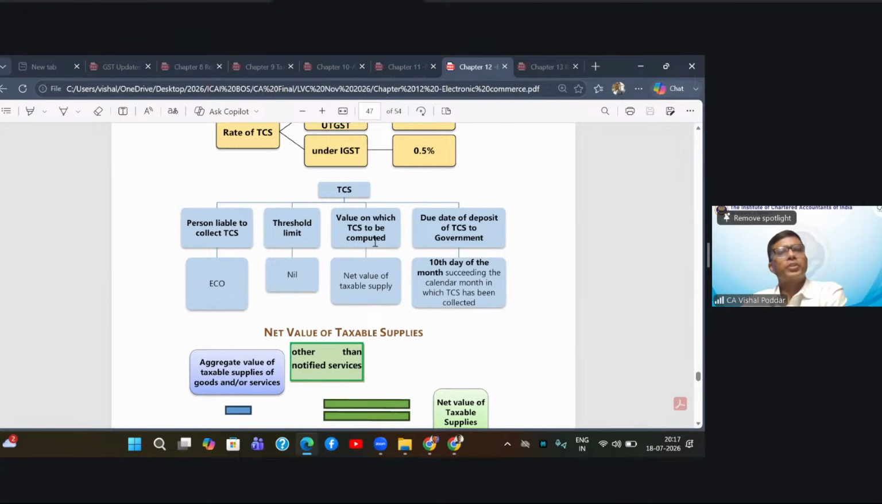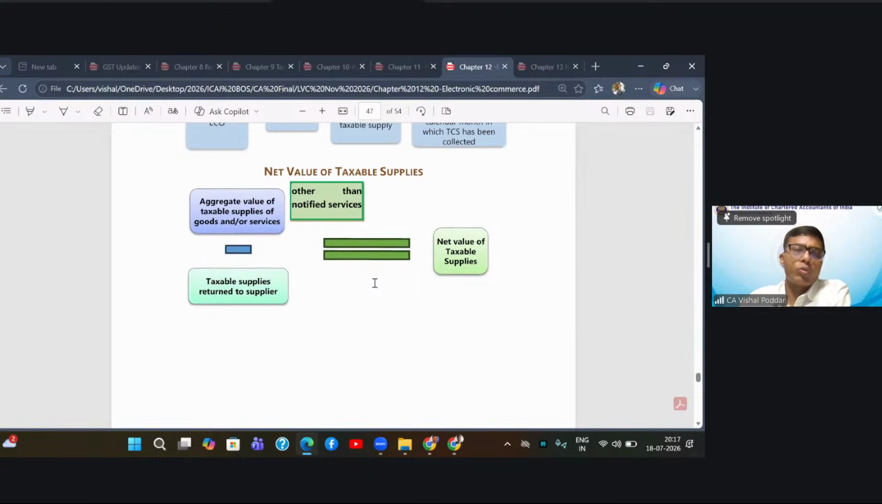Now, what is the value on which the ECO will be computing and collecting the TCS? The ECO will be collecting the TCS on the net value. Now, what is net value? We all know, in case of online transactions, a very common feature is returns. In fact, nowadays the majority of online platforms market this point, that you can easily return it and easily get your money back. They give you 7 days, 14 days, 15 days for using the product, and if not satisfied, returning the product. Now in such cases, how will the TCS be computed?